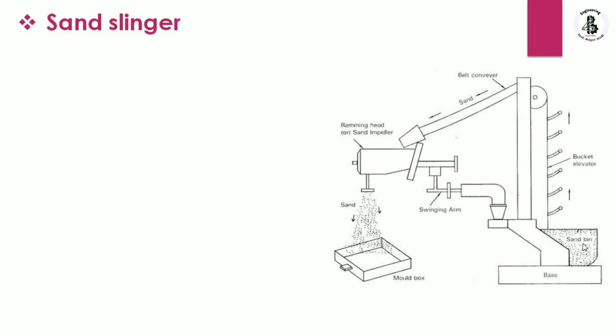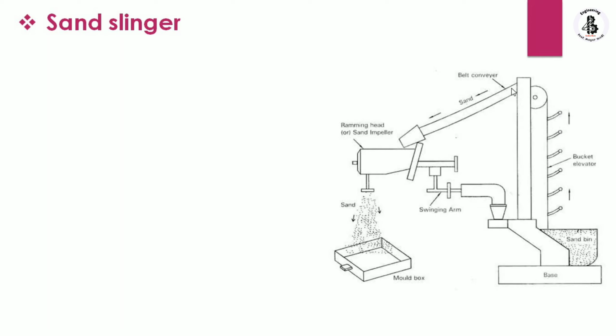The last one, sand slinger. Just you can see the basic arrangement. That will be the base. It will be connected with the sand bin, and you can see a bucket elevator arrangement there. With the application of this bucket elevator, the sand particles will be continuously fed onto a belt conveyor. The bucket elevator connects with the sand bins, carries the sand upward, and drops it onto a belt conveyor.